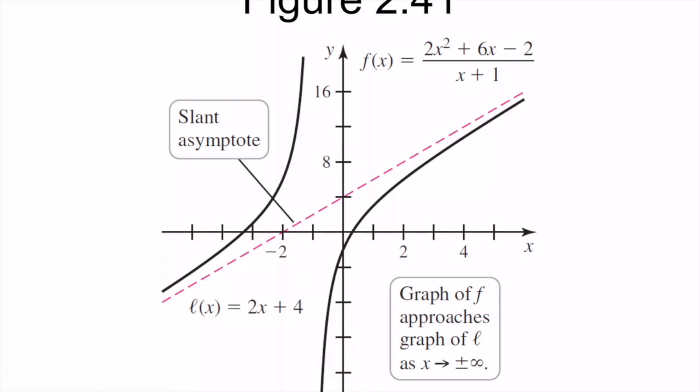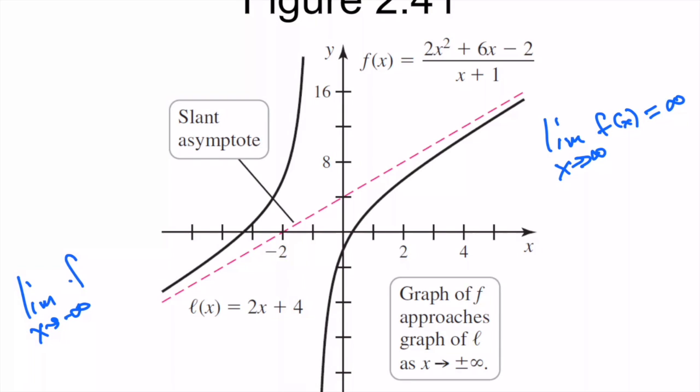This one shows what happens if we have the degree of the top being exactly one more than the degree of the bottom, degree 2 over degree 1. In which case we get what's called a slant asymptote. The graph will actually approach this line as x gets larger and larger. However, the limit as x approaches infinity of f of x still equals infinity because it is going uphill. And if I look at the left-hand side, the limit as x approaches negative infinity of f of x equals negative infinity. Again, because the graph is going downhill.